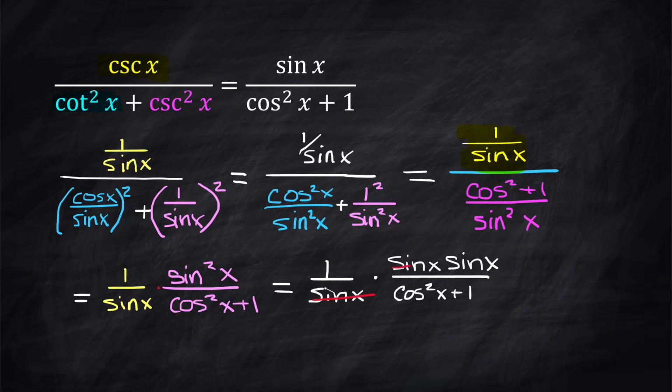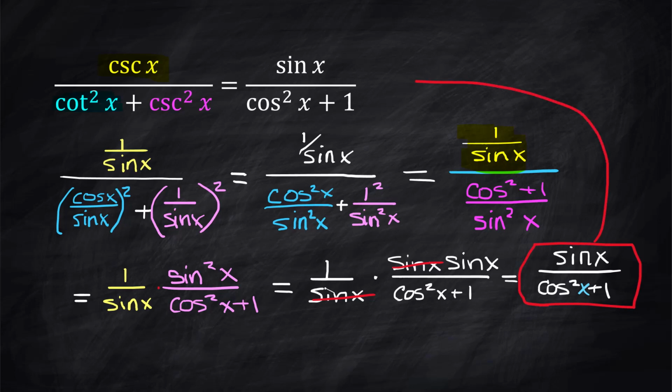One of those sines is going to cancel with the one that's in the denominator of the first fraction since we are multiplying. What we have left is sine x in the numerator, cosine squared, oh, there's supposed to be an x right there. Cosine squared x plus 1. And that is exactly what we were supposed to turn it into. Yeah, it wouldn't be me if I didn't make dumb mistakes like dropping a variable off of a trig function. You're going to do it too, and I'm sure you're going to see your teacher do it.